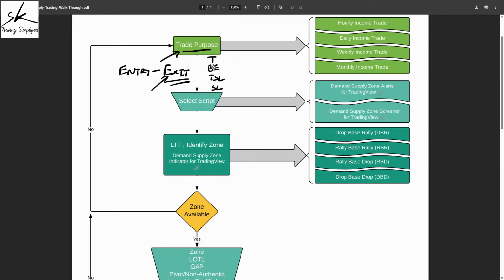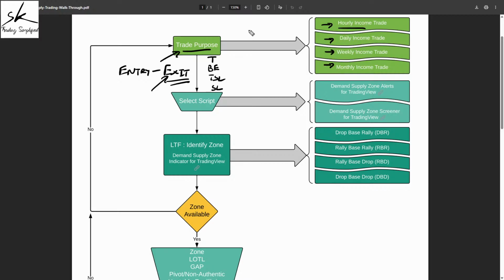And to overcome this challenge, we do not start by randomly selecting any time frames. We go with a very logical approach. And that logical approach is that the longer I want the duration of the trade, the bigger the time frame I should be using for my analysis. And similarly, the smaller I want the duration of the trade, the smaller the time frame I should be using for my analysis. So what I've done is I have divided these trades into 4 different purposes, and we call them hourly income, daily income, weekly income, and monthly income.